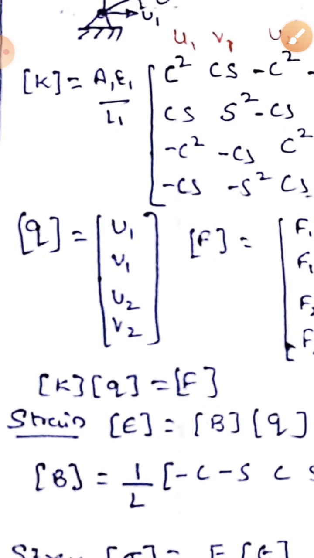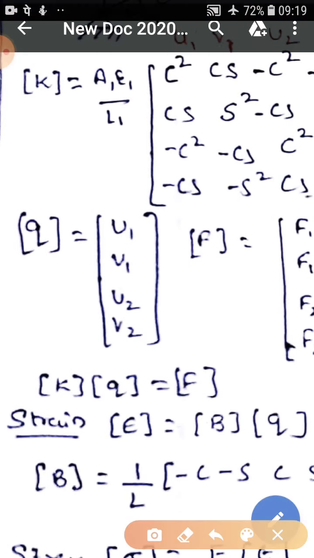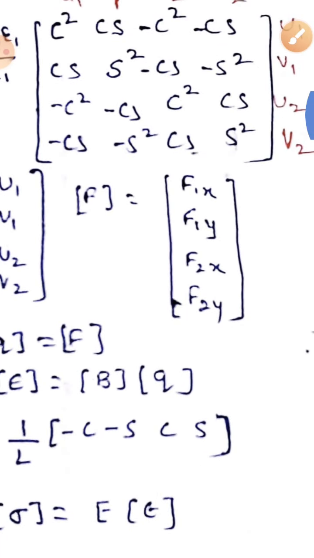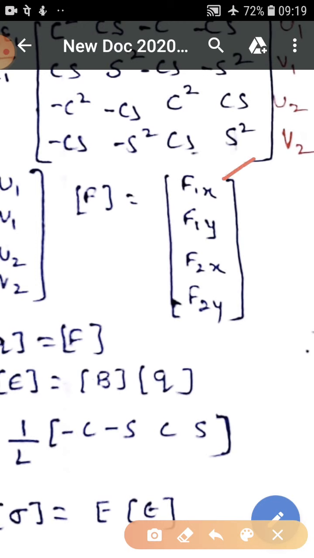Q matrix for this truss element is U1, V1, U2, V2. And what is the force matrix for it? F1x, F1y, F2x, F2y. What is this F1x? Force at node 1 in x direction, force at node 1 in y direction, force at node 2 in x direction, force at node 2 in y direction. These are the force matrix.